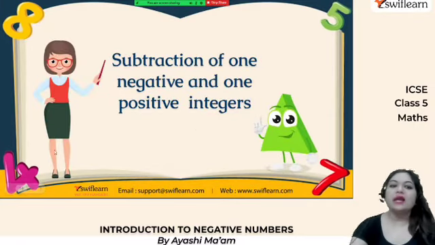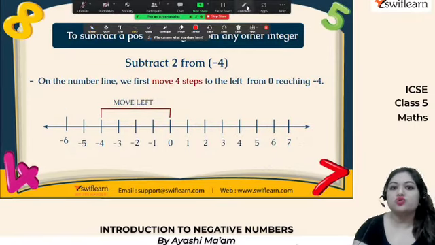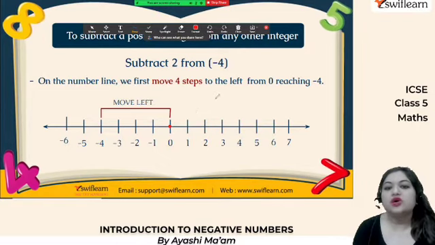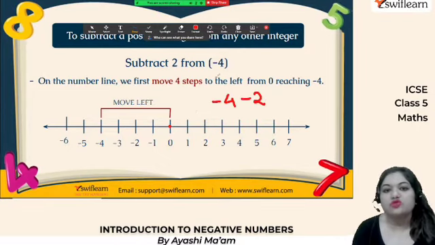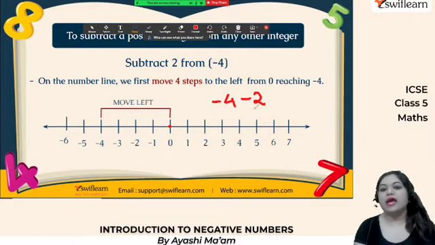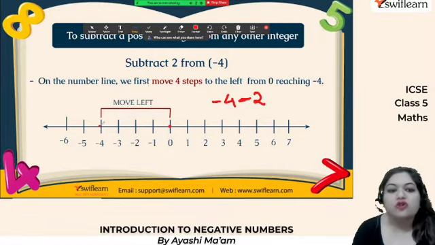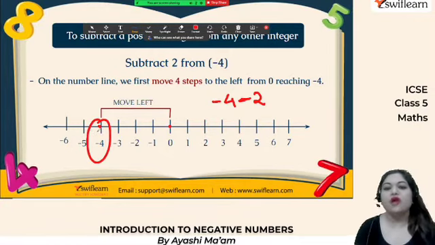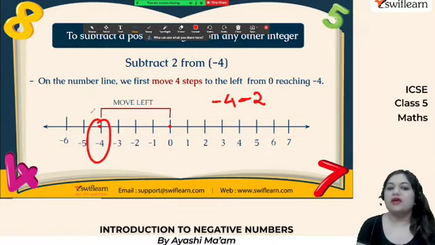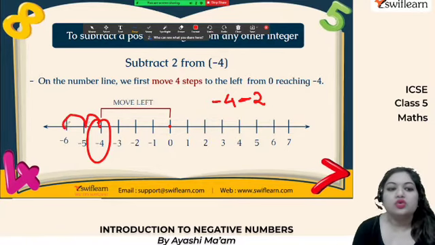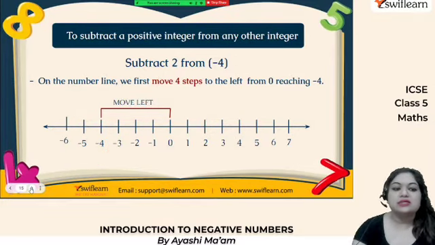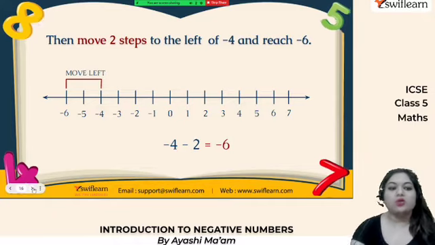Now, subtraction of one negative and one positive integer. How to do this? Just see. So, subtract 2 from minus 4. So, of course, from 0, that means minus 4 minus 2. Okay, this 2 is our positive integer, right? And we are subtracting. So, minus 4, first we are moving left. We are coming at minus 4. And from that, minus 2, right? That means minus means we will move towards the left hand side and 2 steps. So, 1, 2. So, we are stopping at minus 6. So, our answer is going to be minus 6.